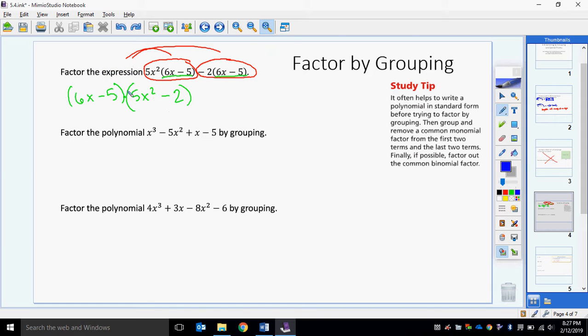So don't put an addition sign in between these. After you factor, it's strictly multiplication. Within your parentheses, you're going to have addition, subtraction sign, but only within your parentheses, not in between them.